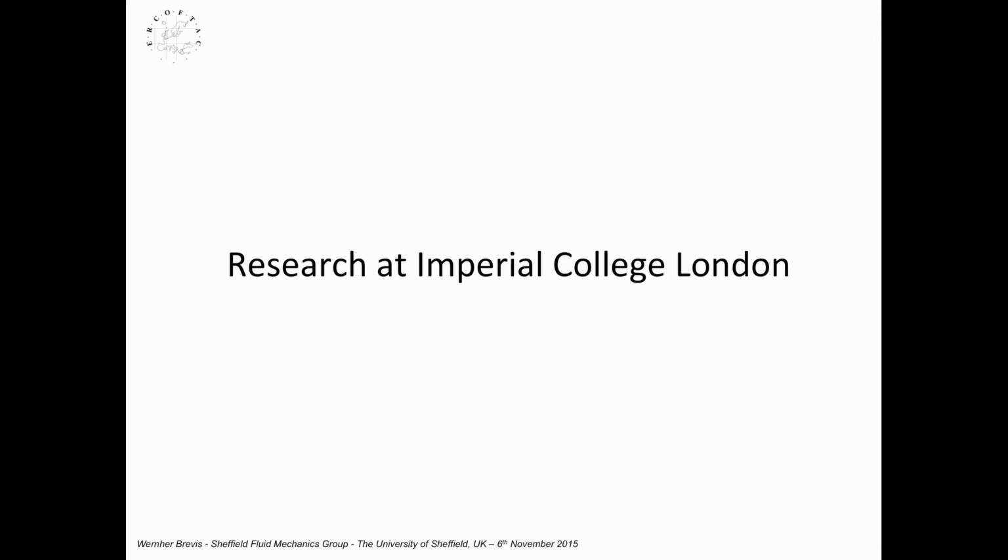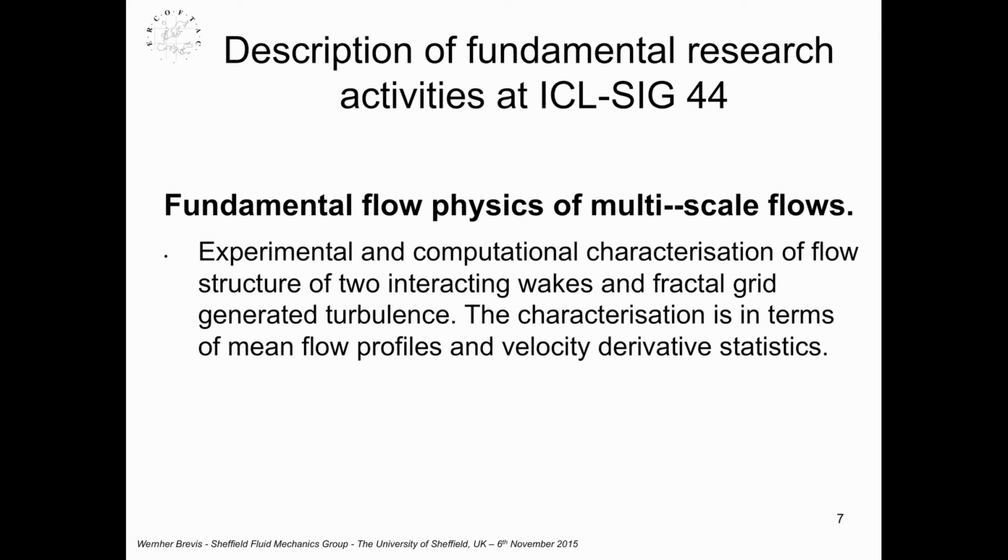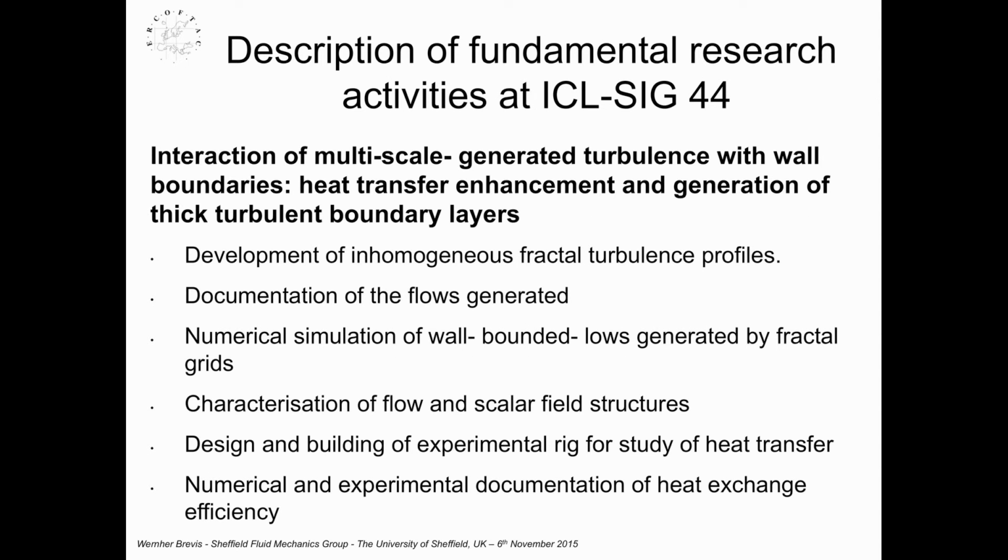Right, so let me talk first about the research at Imperial College. One of the fundamental research areas at Imperial College is the flow physics of multi-scale flows, concentrated basically on interacting wakes and fractal grid generated turbulence. The research is focused on flow profiles and velocity derivative statistics. We also have research on wall boundaries, concentrated on understanding heat transfer enhancements and the generation of thick turbulent boundary layers.